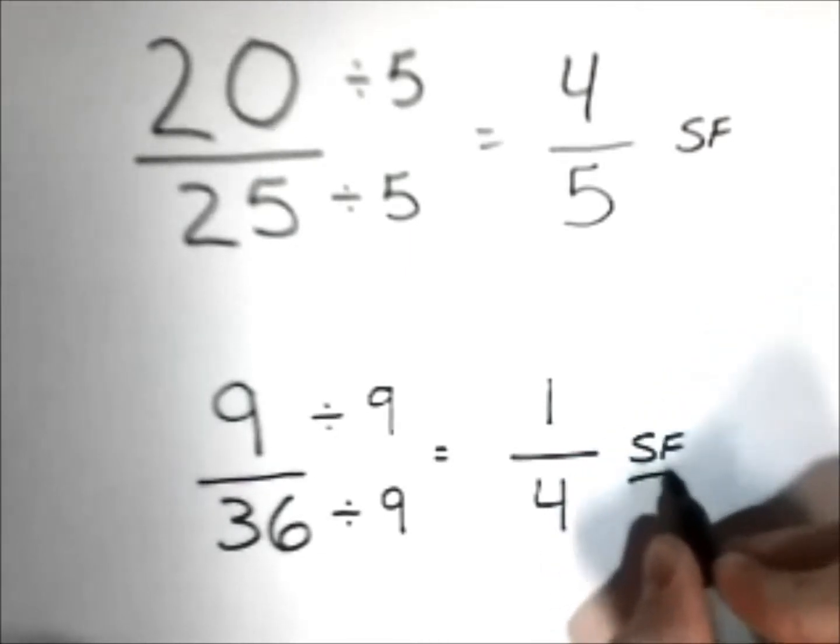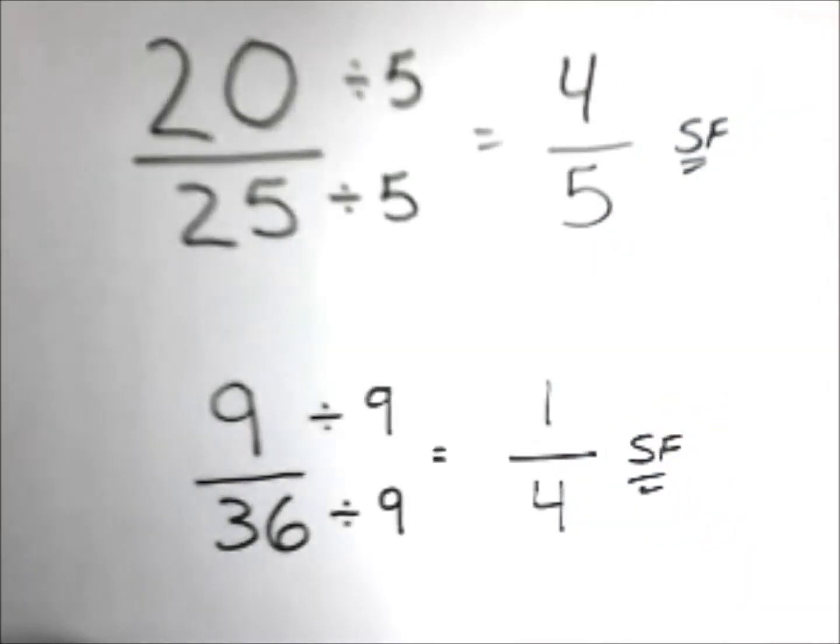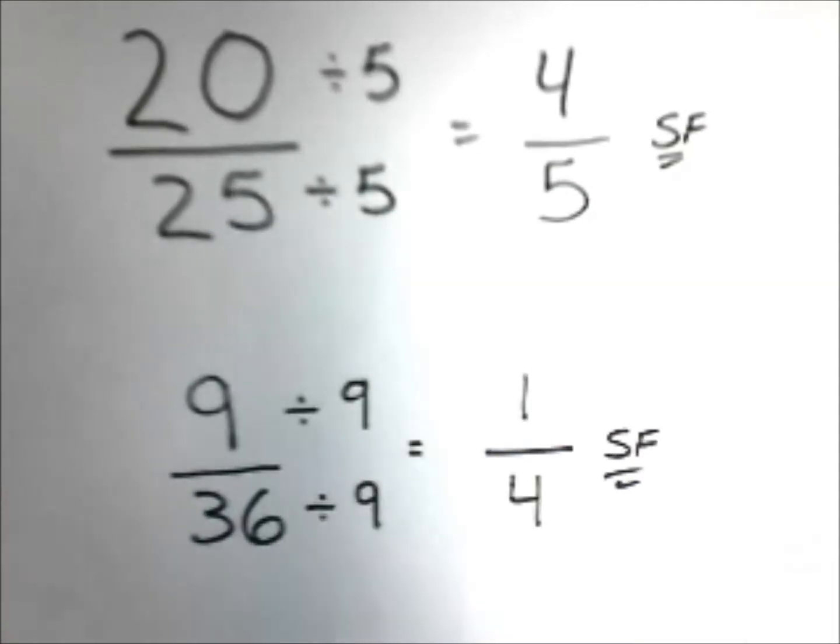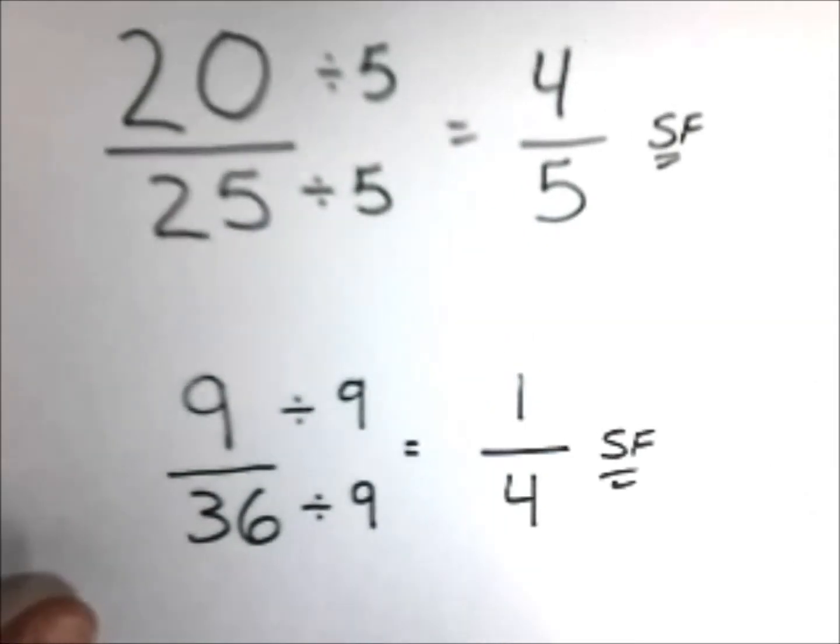That's in simplest form because we did the same to the bottom as the top, and finding simplest form is very easy as long as you find the GCF, use that number as your divisor, and do the same to the bottom as the top. You'll find it every single time.